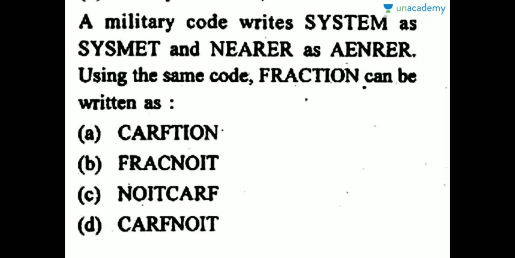Now this is from the 2016 paper, last year's paper. A military code writes a system as this and nearer as this. Using the same code, you have to write down how the given word fraction can be coded in the same language. Okay, and here you have been given a few options. Let's see. We will see first how they have been coded, then we will find the coding for fraction.